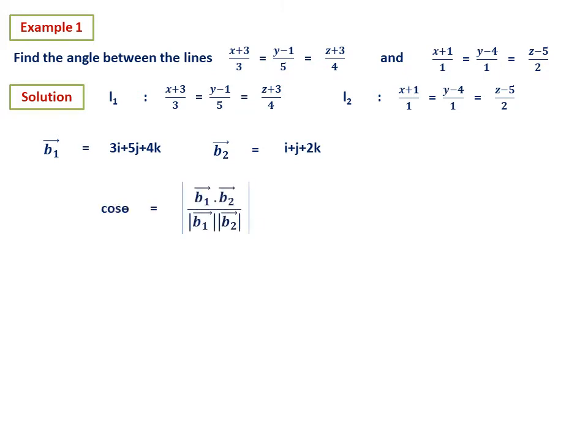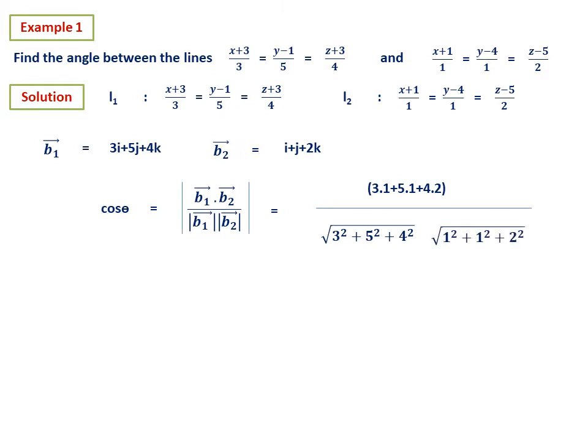Cos theta, the formula is B1 dot B2 by magnitude B1 times magnitude B2. So this will be equal to, once again, the dot product 3 into 1 plus 5 into 1 plus 4 into 2, divided by the magnitude: square root of 3 square plus 5 square plus 4 square, and square root of 1 square plus 1 square plus 2 square. The question is simplification. After simplification this will be 8 root 3 by 15. Therefore, theta will be equal to cos inverse of 8 root 3 by 15. So this is the angle between the two given lines. This is the second example, where the equation of the line is given in Cartesian form. Here the very important thing is you have to identify what is B1 and what is B2.